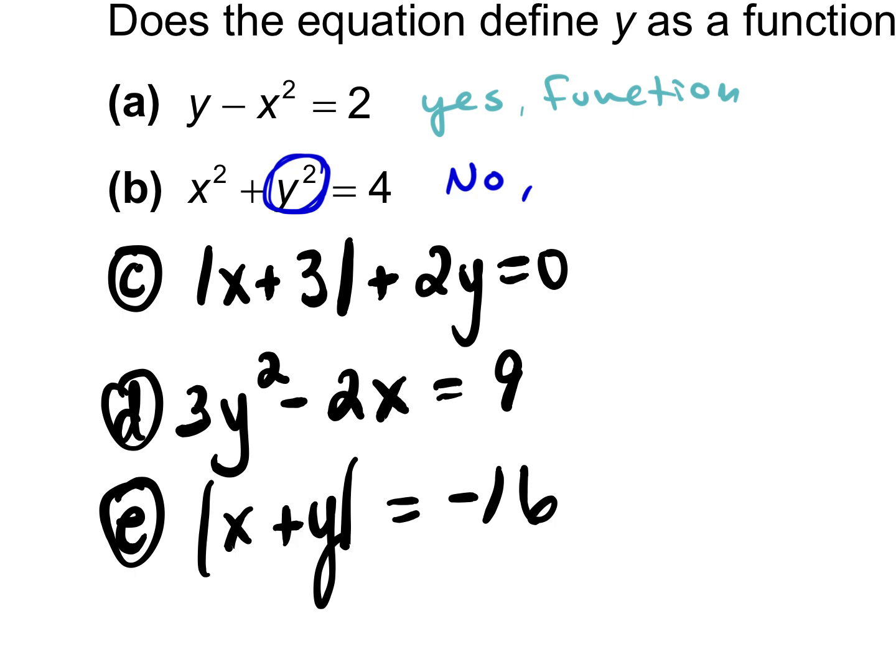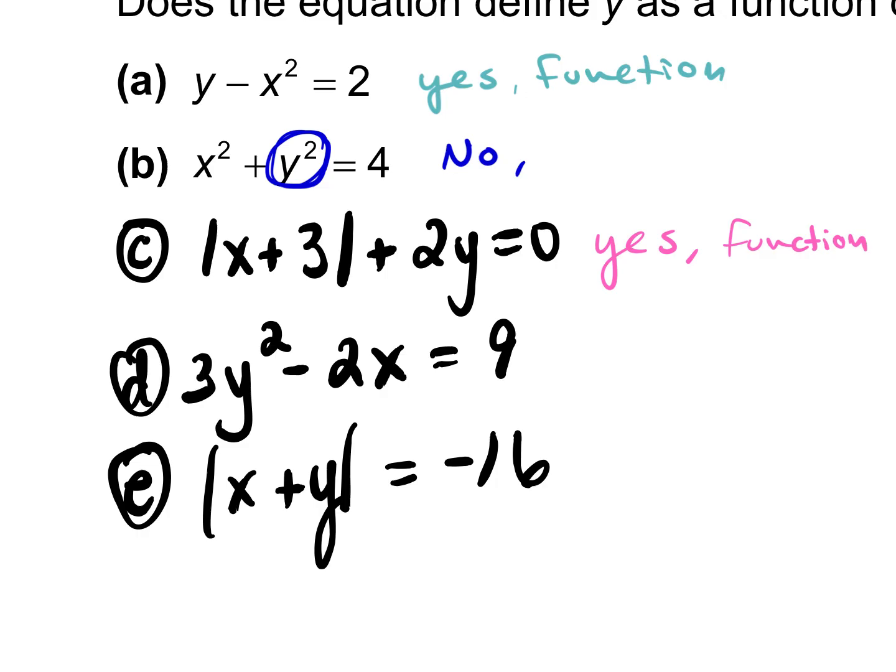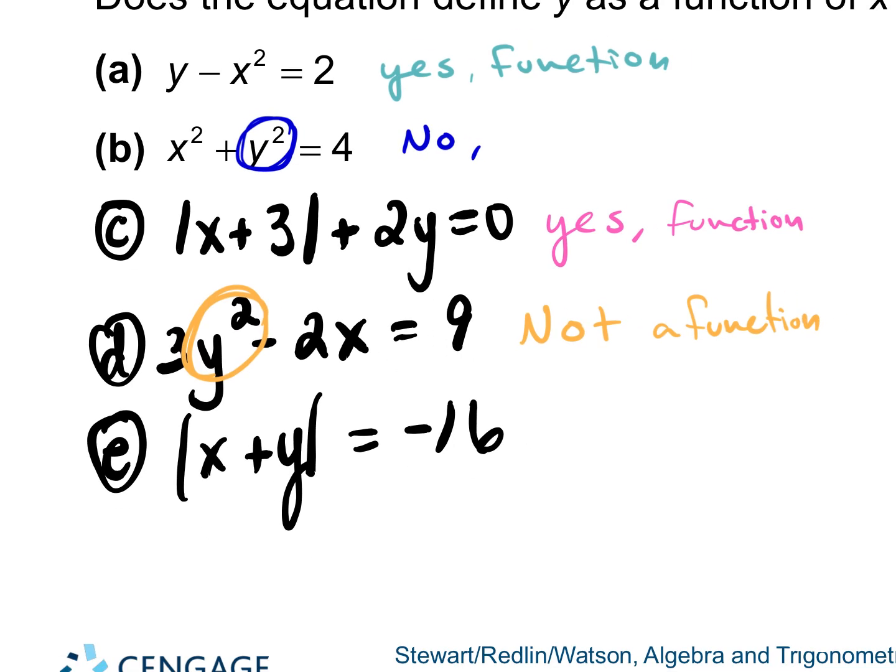What about for c? Is y in the absolute value? No, it's not in the absolute value. So is this a function? Yes, it's a function. So y can be in the equation, it just can't be inside the absolute value. What about for d? Y has an even exponent. Can y have an even exponent? Nope, not a function. And then for e, y is in the absolute value. Can y be in the absolute value? Nope, so not a function.